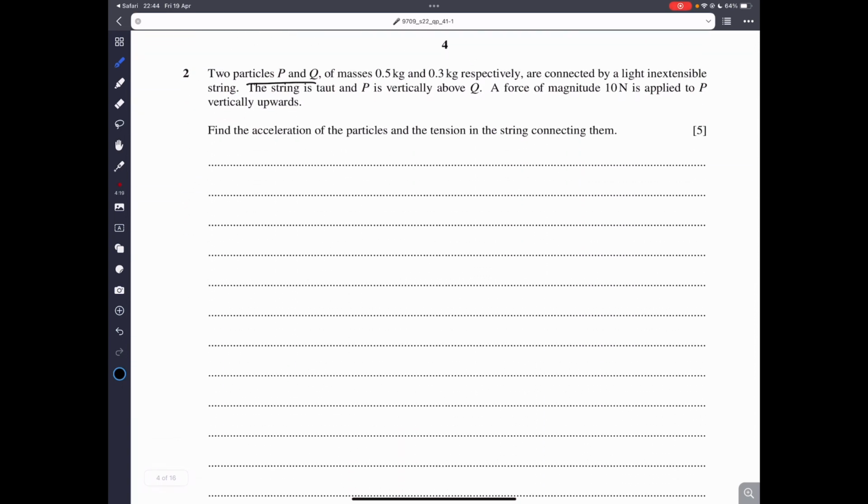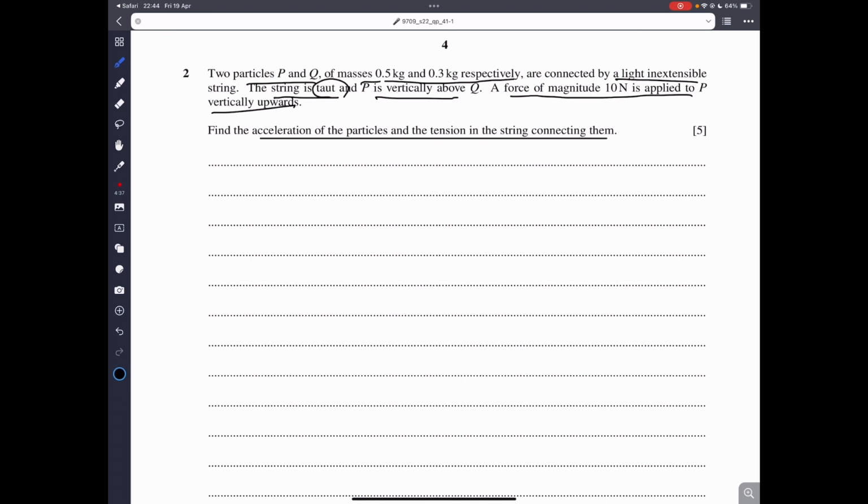Two particles P and Q of masses 0.5 and 0.3 kilograms respectively are connected by a light inextensible string. The string is taut and P is vertically above Q. A force of magnitude 10 newtons is applied to P vertically upwards. Find the acceleration of the particles and the tension in the string connecting them.